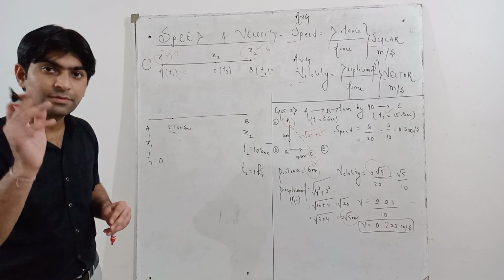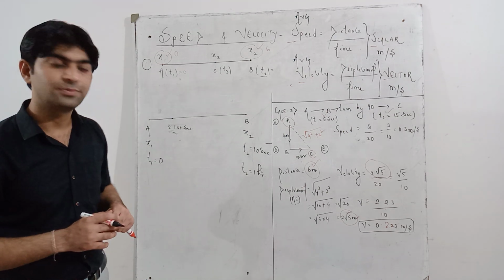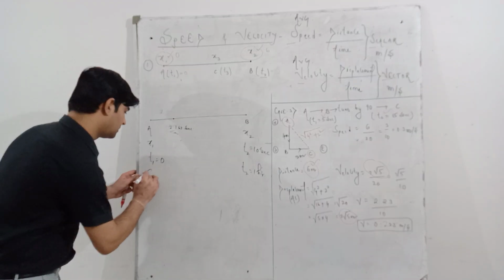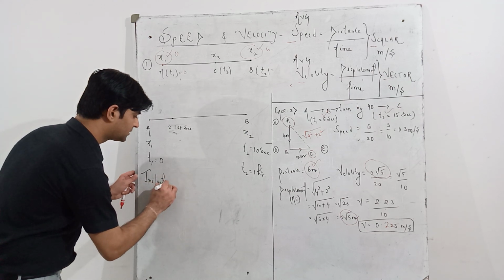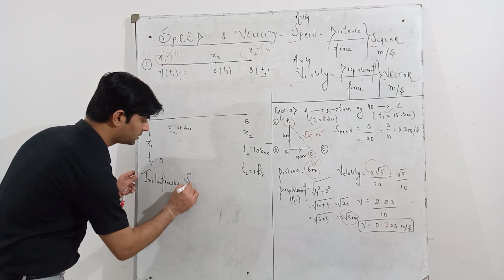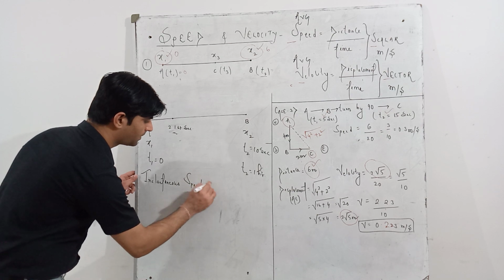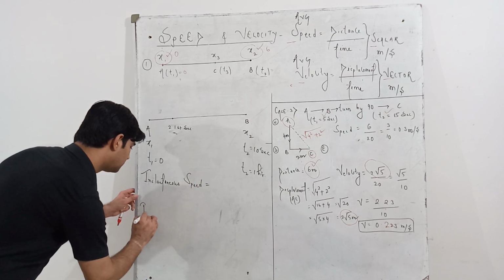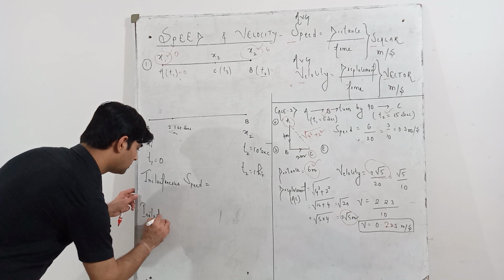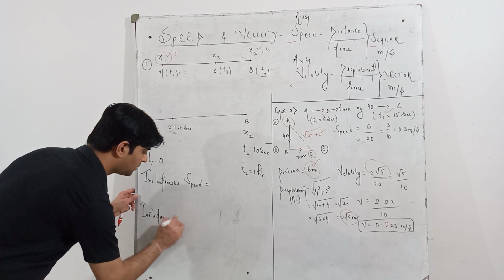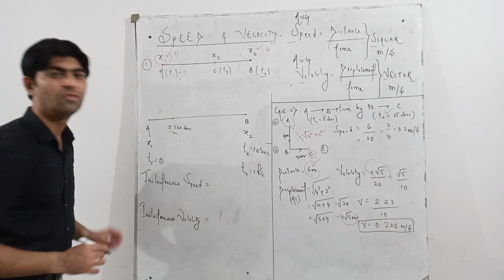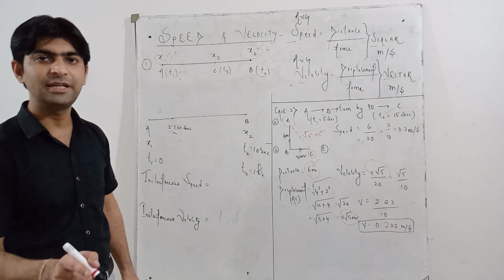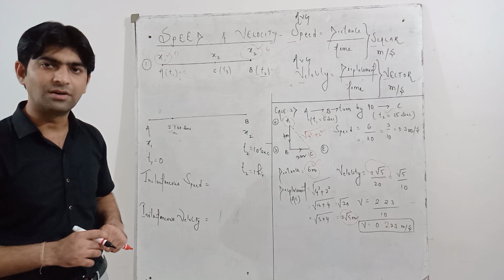That particular velocity or speed will be called instantaneous speed or instantaneous velocity. Instantaneous speed and instantaneous velocity.